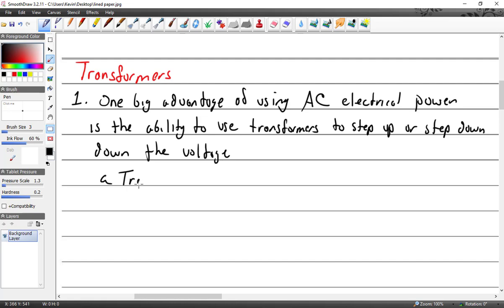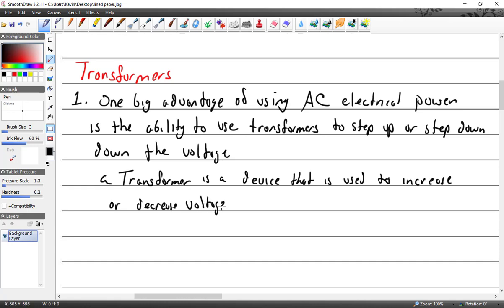So, a transformer is a device that is used to increase or decrease voltage in a circuit.